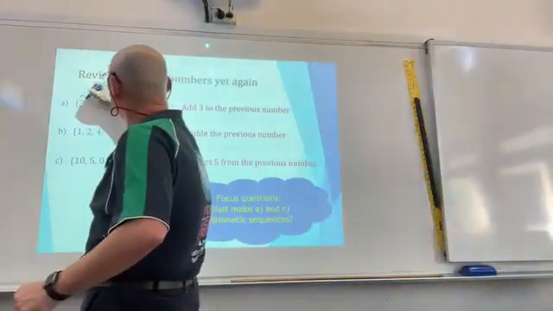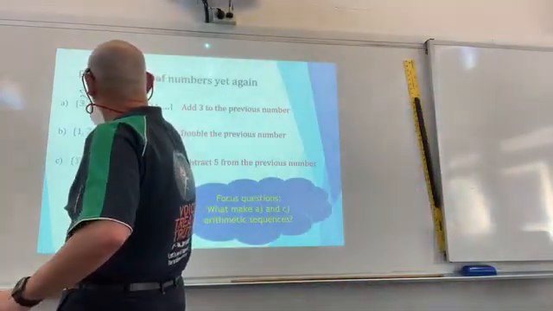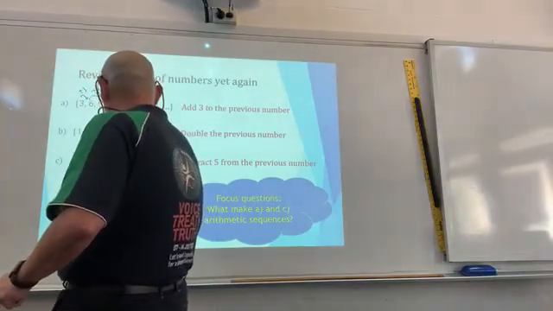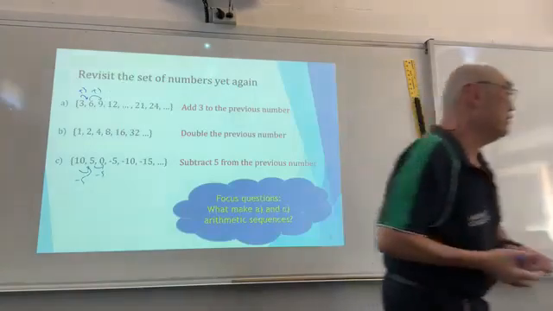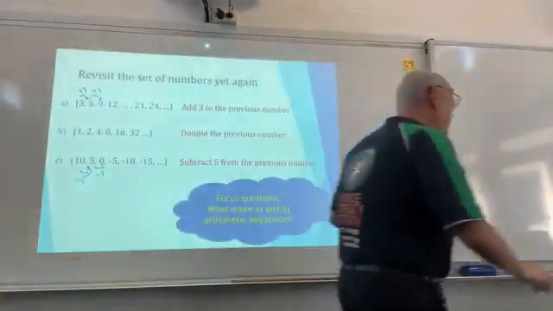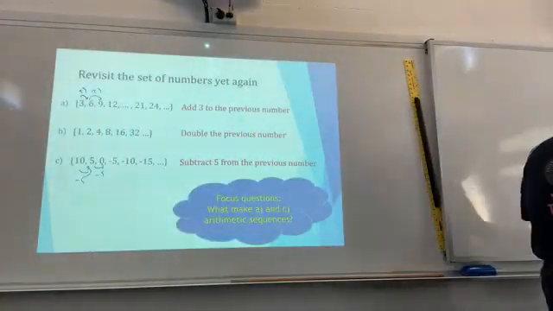So every number here is plus 3, whereas this one is minus 5. Correct? Yes. So if you know that, that is actually called the common difference. The common difference.